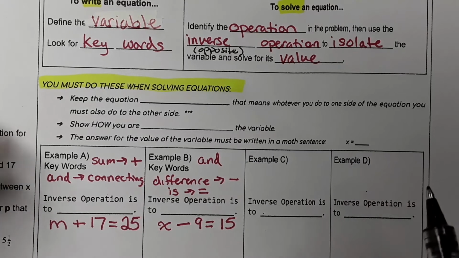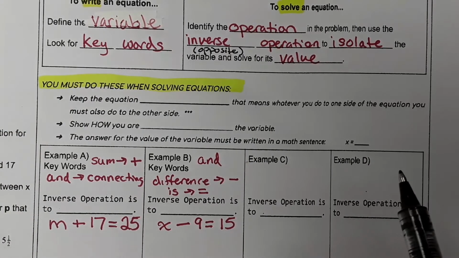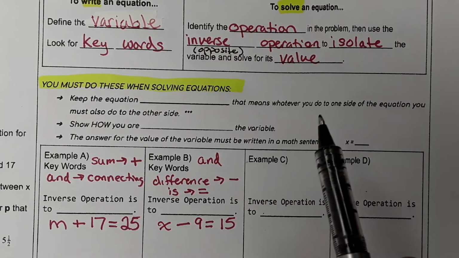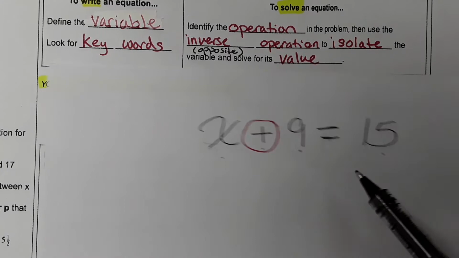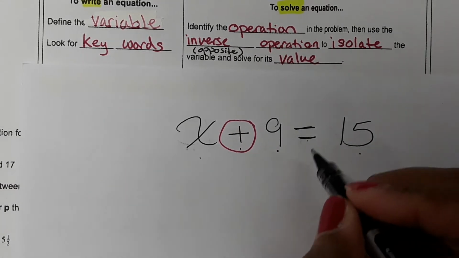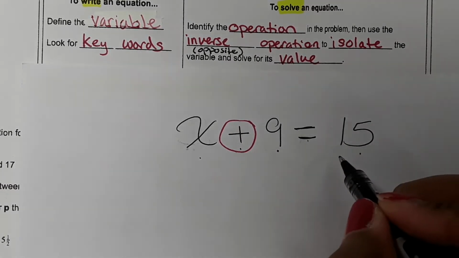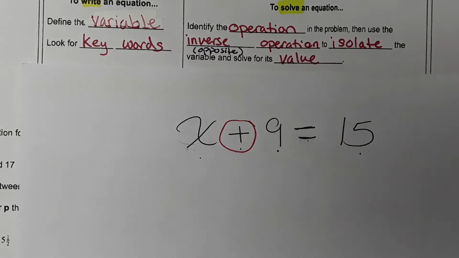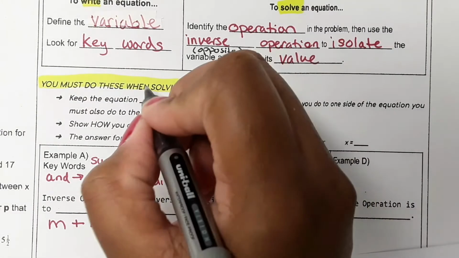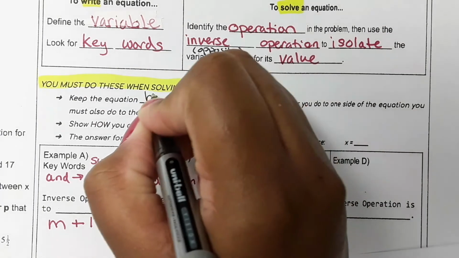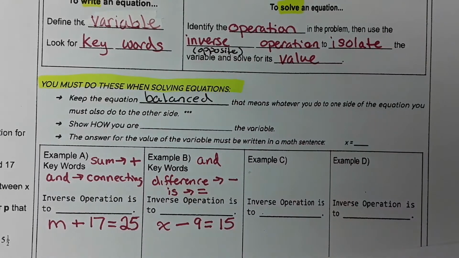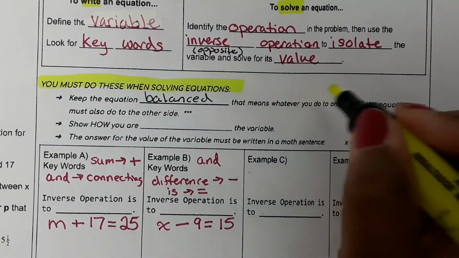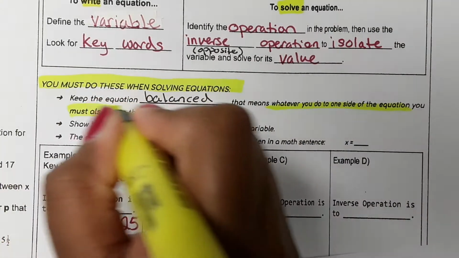As mathematicians, when we are solving an equation, the thing you must keep in mind is that you have one side of the equation compared to another side of the equation. We need to keep both sides always equal to each other. We call it keeping them balanced. So you're going to keep the equation balanced, which simply means whatever you do to one side of the equation, you must automatically do to the other side as well.